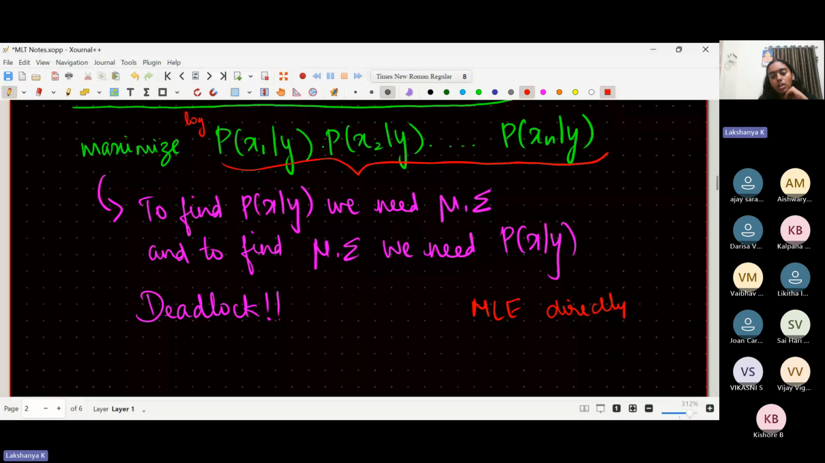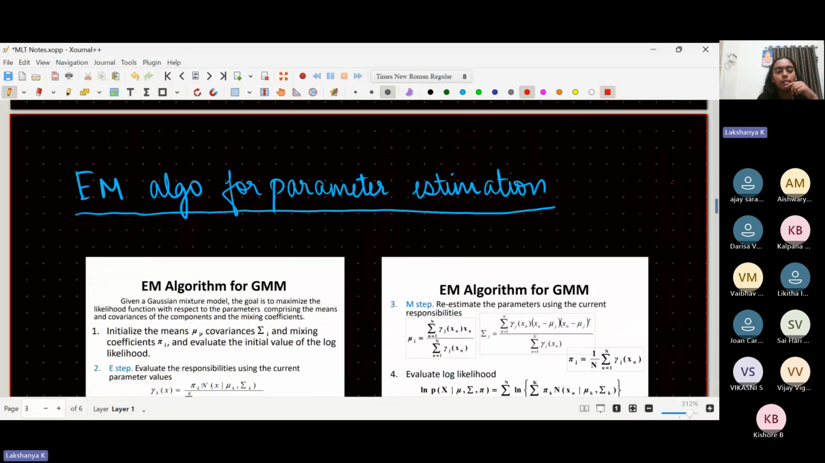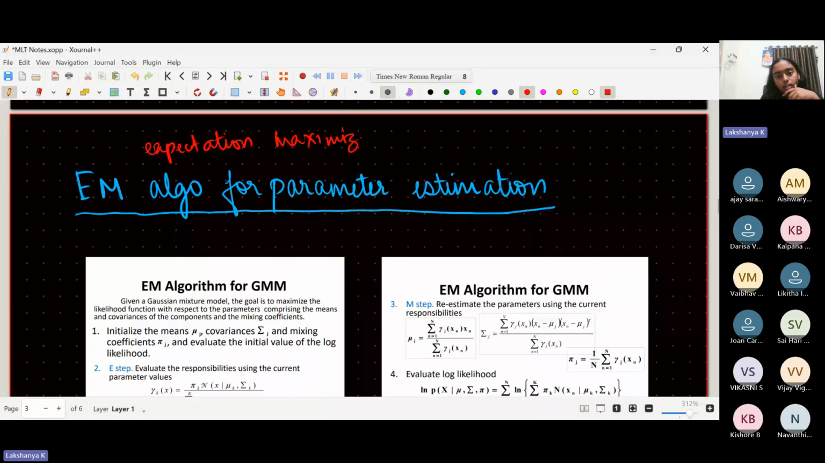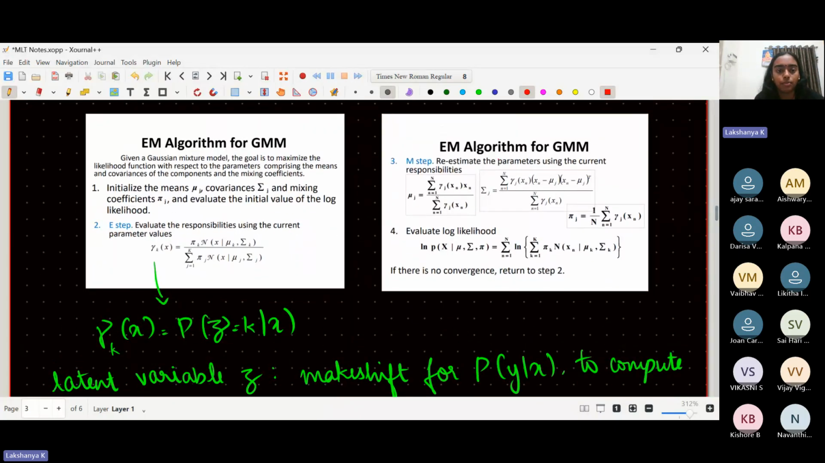Right. So the conclusion here is that maximum likelihood estimation directly will not help because we are kind of stuck. So we need to do something, and that something is the EM algorithm. EM stands for expectation maximization algorithm. This is a very simple algorithm. It is basically your maximum likelihood estimation, but with one extra step before that.